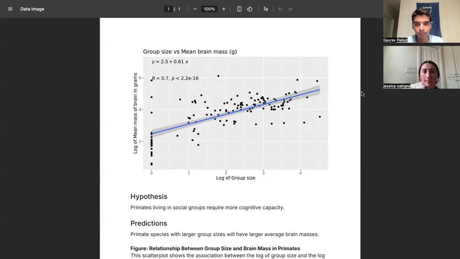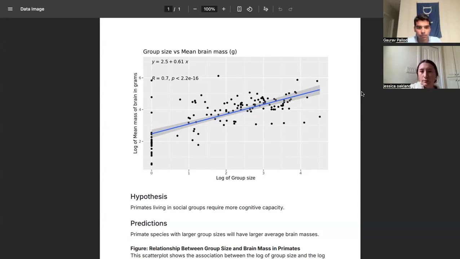Our hypothesis was that primates living in social groups require more cognitive capacity, which is what I think you just said. And then some of our predictions were that the primates with larger group sizes will have likely larger average brain masses, which is shown here, and that primate species with larger group sizes will have more complex activity patterns within their brain.